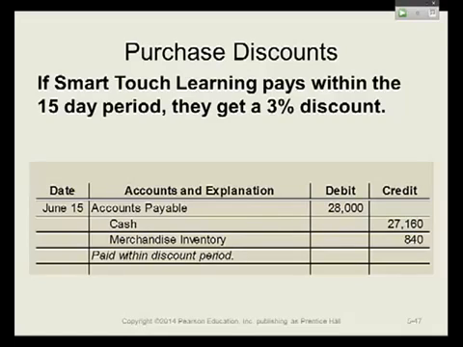So we paid this on 6/15, put that right there, 840 comes off. So the ending balance of inventory is 27,220, and on 6/15 we paid off the liability.